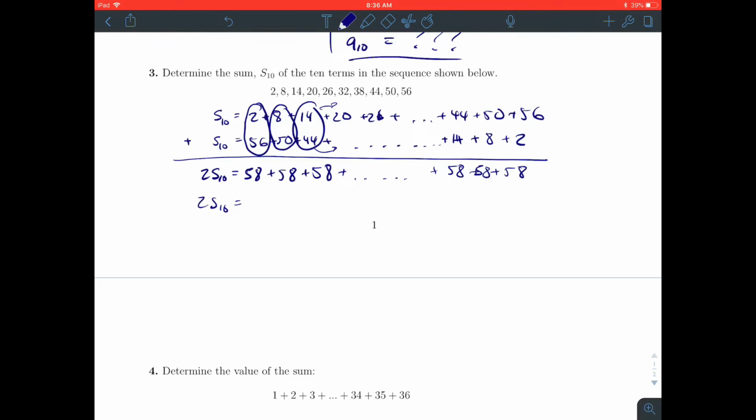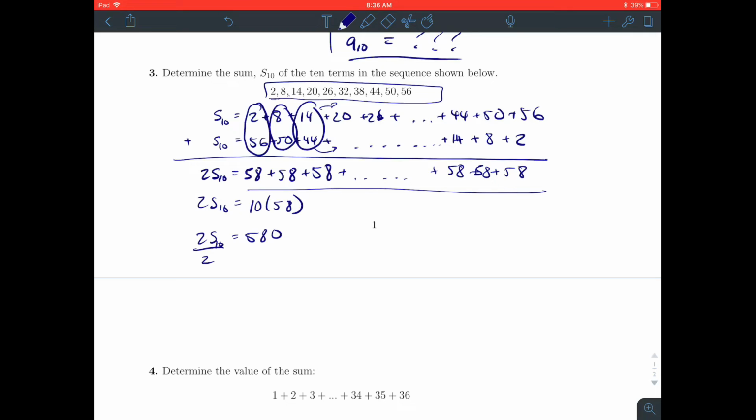So because these are all the same number, there's an easier way to add these together. So we get 2S sub 10 is equal to, well, because there were 10 terms to start with, we'll have 10 58s here. So 2S sub 10 is equal to 10 times 58. And then the last step would be to actually do the calculations. So 2S sub 10 is equal to 580. Divide by 2 to solve for a single S sub 10, a single sum, and we get S sub 10 is equal to 290.